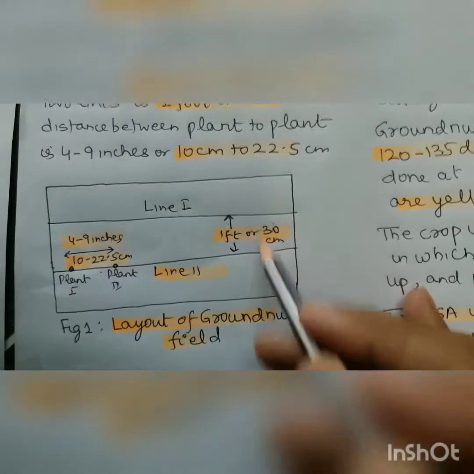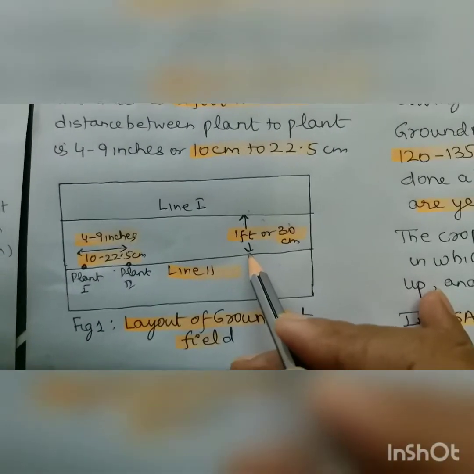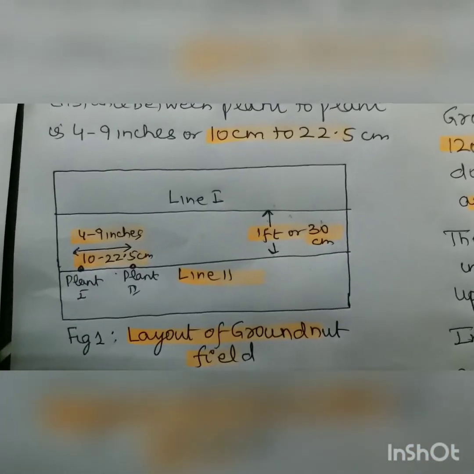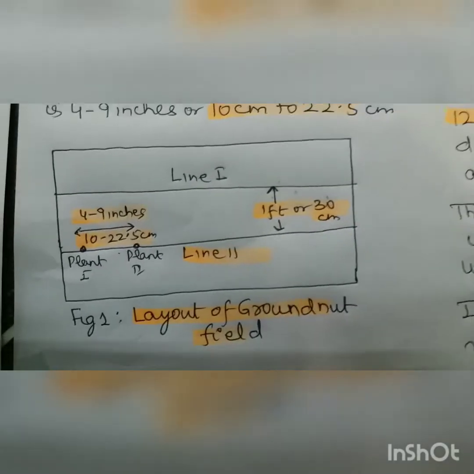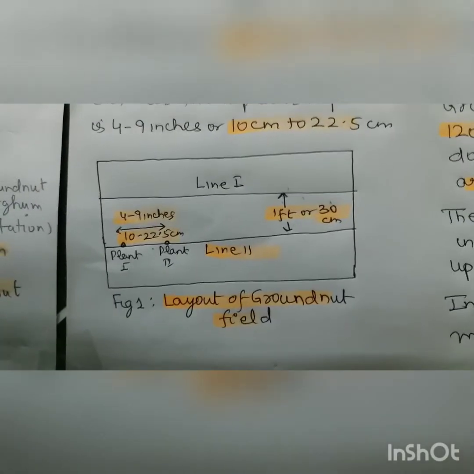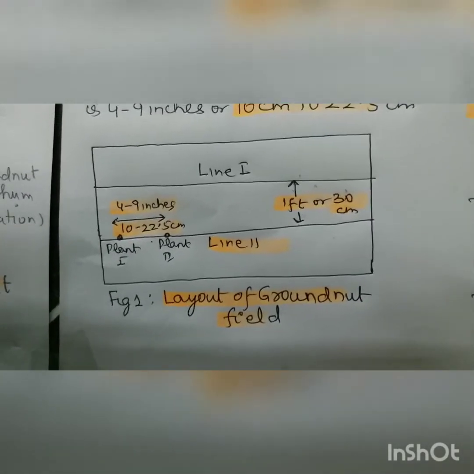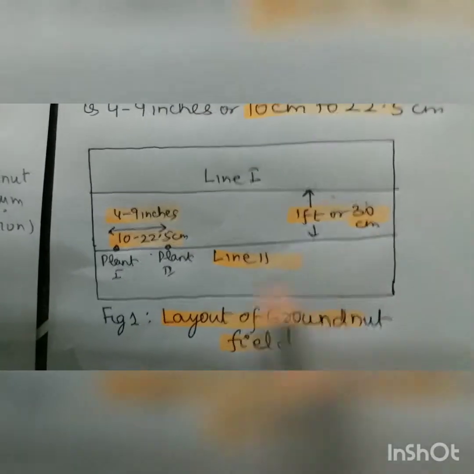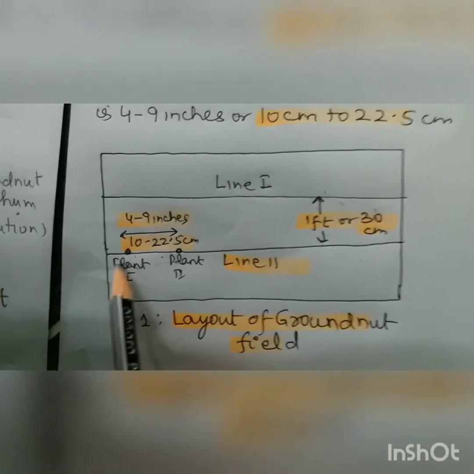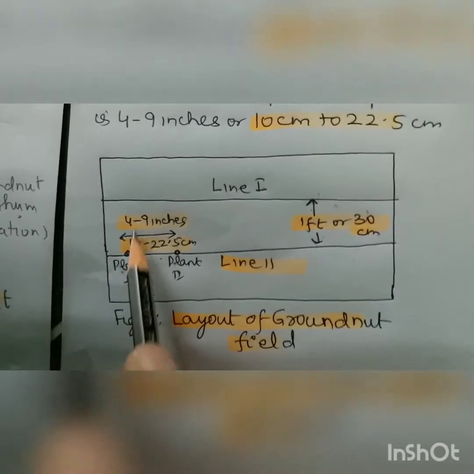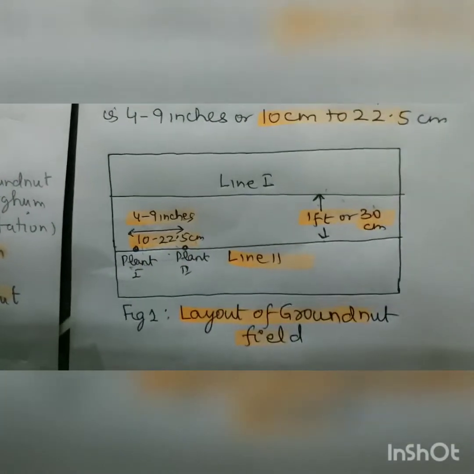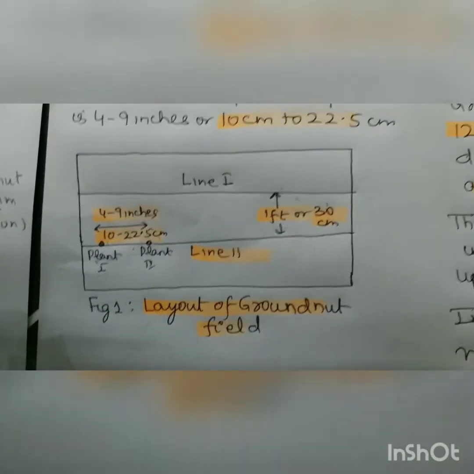Here we have 2 lines, and the distance between the 2 lines is 1 foot. So whenever we go out to college or somewhere, the first thing is we take 1 foot. As soon as you take 1 foot, one step, that is 1 foot, you will remember that sir told it is the distance between the 2 lines of the groundnut. And in the lines, the seeds are planted 4 to 9 inches away, or in centimeter, 10-22.5 centimeter. So this is the basic layout of it.